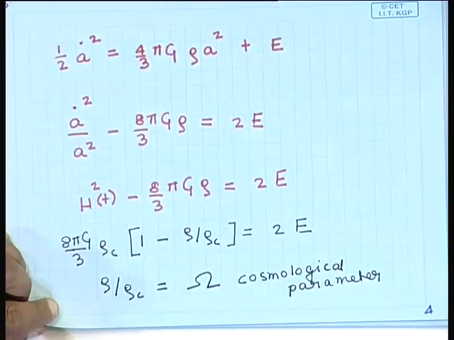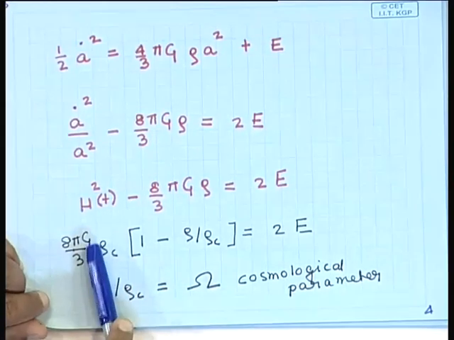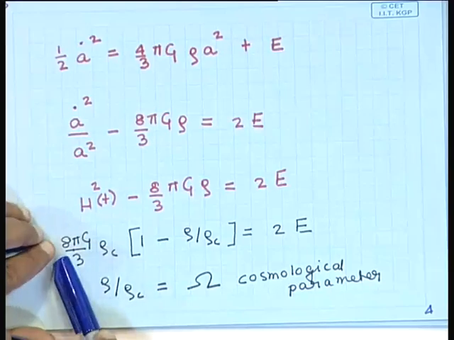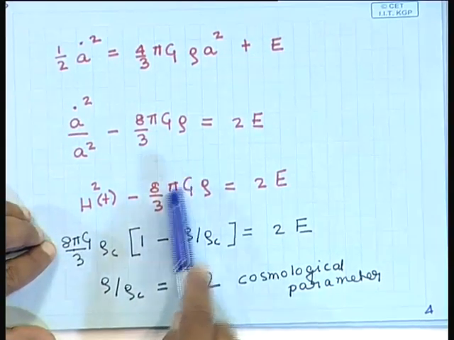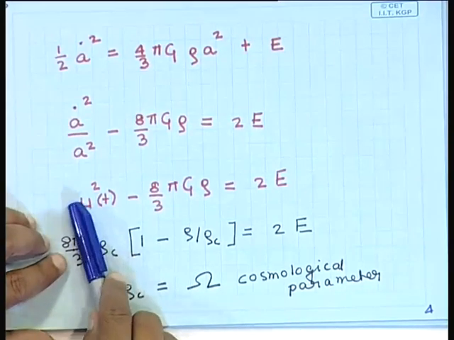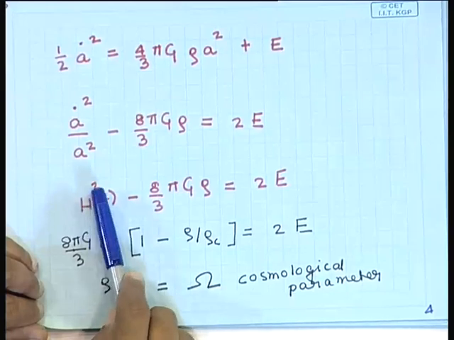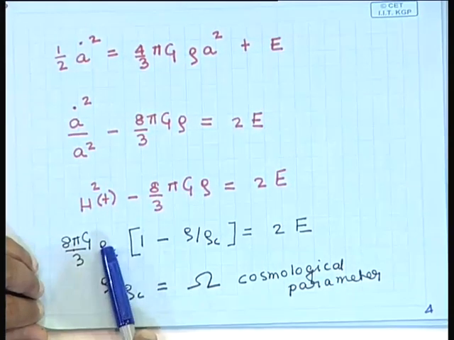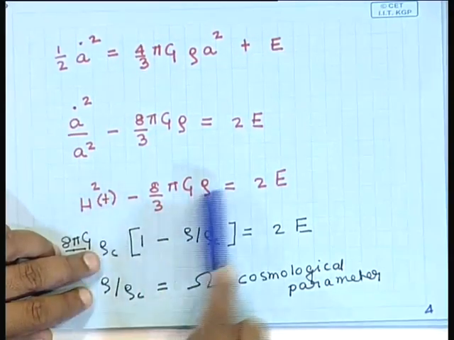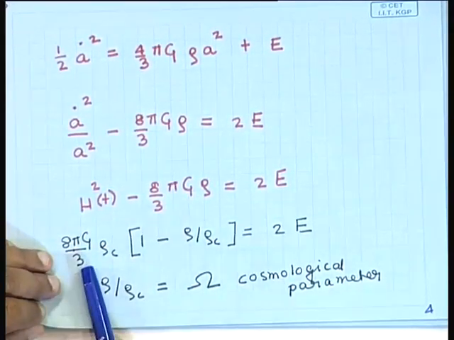Now, we could take this factor 8 pi G and 3 common outside. Once you do this, 3 H square by 8 pi G is something that we define as rho critical, and if you divide throughout by rho critical, then this equation for E becomes this, right.